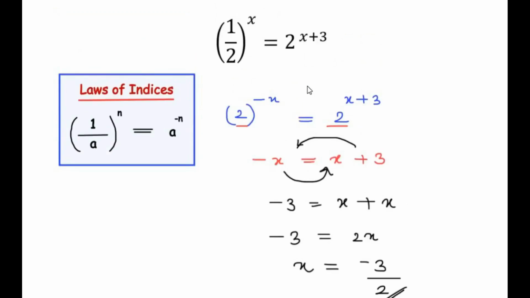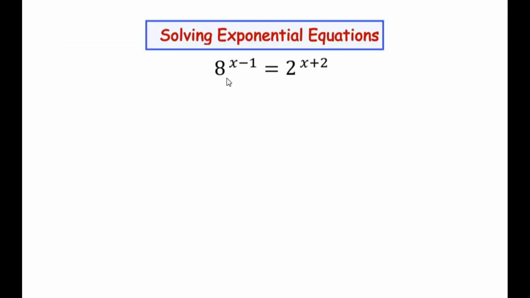Now the next one is 8 to the power of x minus 1 is equal to 2 to the power of x plus 2. Now you can go ahead and give it a try.